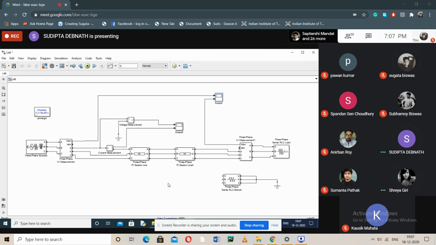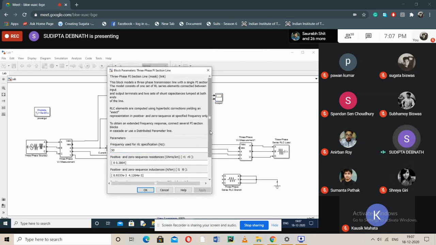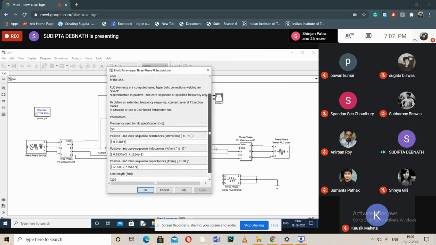Yes, ma'am. Okay, surge impedance is root over L by C. So calculate and tell me. Root over L by C means the L and C of the transmission line. The transmission line values you have written here. The L is 0.9337 millihenry per kilometer and capacitance is 12.74 nanofarad per kilometer. Whereas both are per kilometer, you need not consider the length of the line. Just L by C. You tell me what value you are getting.